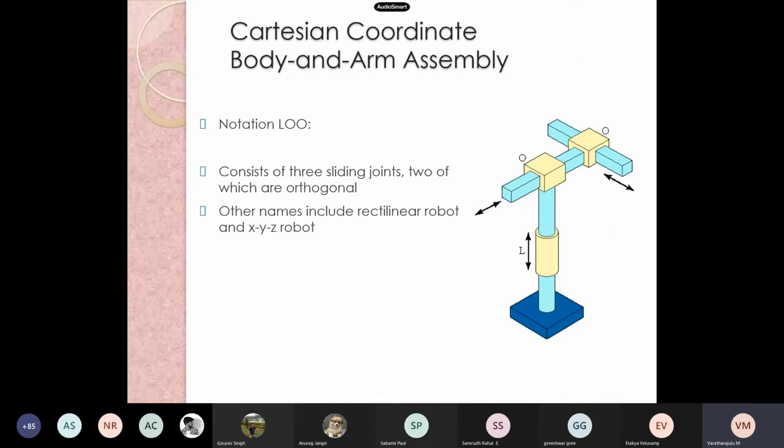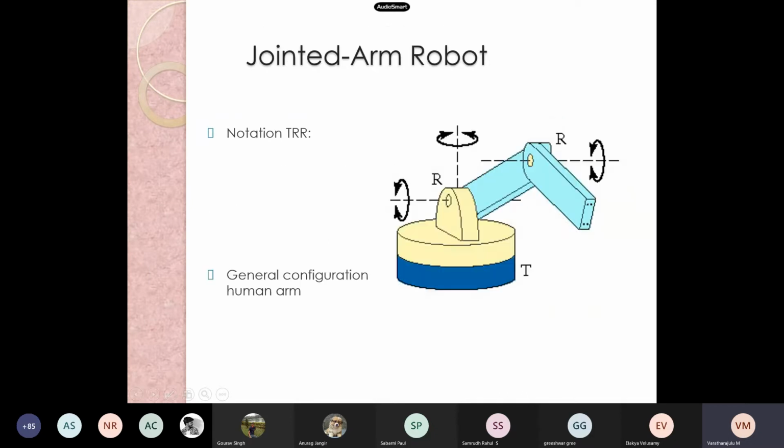And this is the Cartesian coordinate body and arm assembly. Here L, O and O. Three sliding joints, two of which are orthogonal, and one we have in the column. Therefore, it is notated as L, O and O. Cartesian coordinate body and arm assembly.